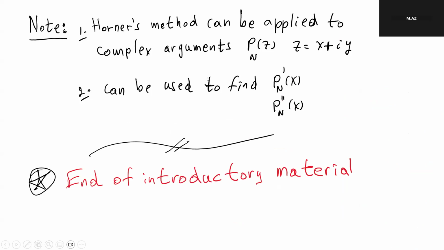And this is about Horner's method. Horner's method can be applied to complex arguments and can also be used to find the first and second derivative of the polynomial function. This is the end of the introductory materials and the first chapter of modeling method.